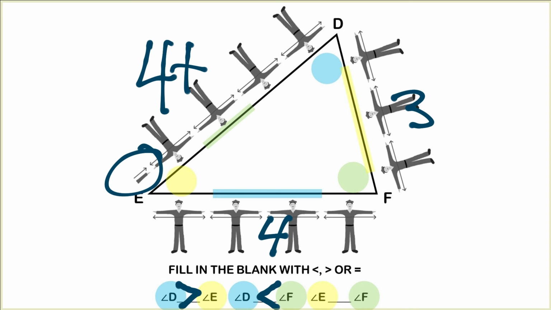And the final comparison is the yellow angle to the green angle. Well, across from the yellow angle, we have 3 arm lengths. And across from the green angle, we have 4 plus arm lengths. So we know the green angle, angle F, must be larger than angle E.